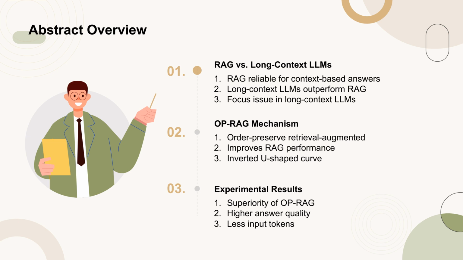long-context question-answer scenarios. The study finds that OP-RAG initially improves answer quality with increasing retrieved chunks, but then declines, forming an inverted U-shaped curve. There are optimal points where OP-RAG achieves higher quality answers with fewer tokens compared to long-context LLMs. Extensive experiments demonstrate the superiority of OP-RAG over long-context LLMs.